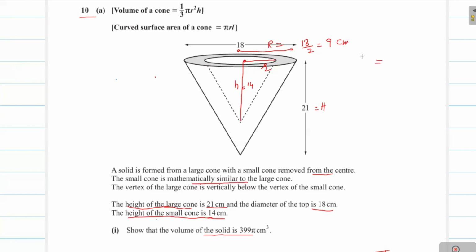Therefore, the corresponding ratios between the large and small cone will be equal. The radius of the small cone is small r and the radius of the large cone is capital R. This ratio will be equal to the height of the small cone over the height of the large cone. The radius of the large cone here is 9 centimeters, the height of the small cone is 14, and the height of the large cone is 21. Therefore, we can write 7 times 2 is 14, 7 times 3 is 21.